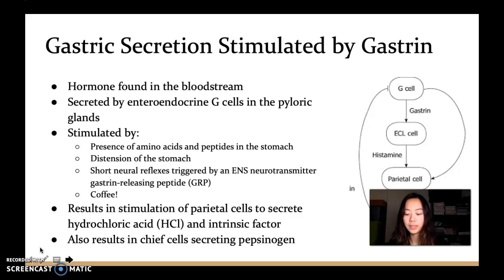Gastrin is a hormone found in the bloodstream produced by enteroendocrine G cells in the pyloric glands and is one of the three chemicals that stimulates gastric acid secretion. Gastrin is stimulated by a variety of factors, including the presence of amino acids and peptides in the stomach, distension of the stomach, short neural reflexes, and even coffee. Thus, individuals with excess acid secretion syndrome are often advised to reduce or avoid coffee intake. Gastrin causes stimulation of ECL cells, which then secrete histamine, and thus indirectly stimulates parietal cells to release HCl and intrinsic factor.